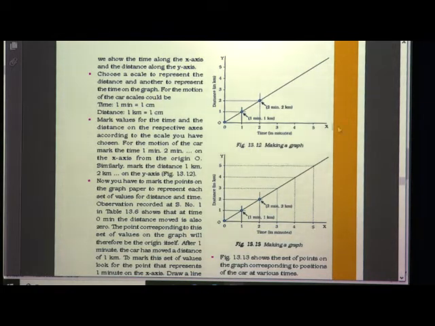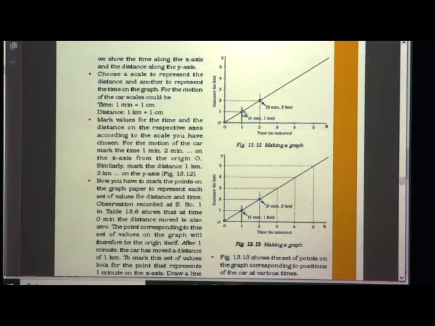Now on the x axis, what scale did we take? The x axis shows time, taken as 1 minute equal to 1 centimeter. When you start from the origin, after 1 centimeter on the graph paper you can mark 1, which means 1 minute. Then the second mark is 2 minutes, the third is 3 minutes, the fourth 4 minutes, the fifth 5 minutes. Like this, on the x axis we show time in minutes.